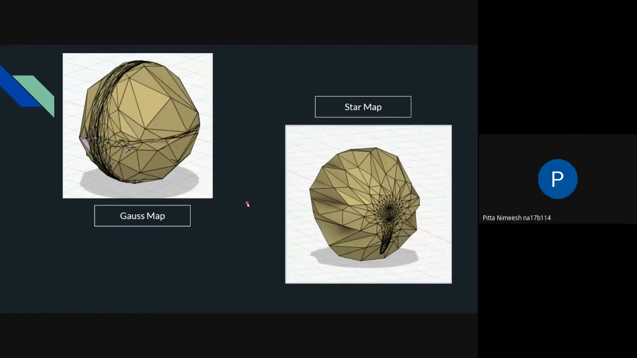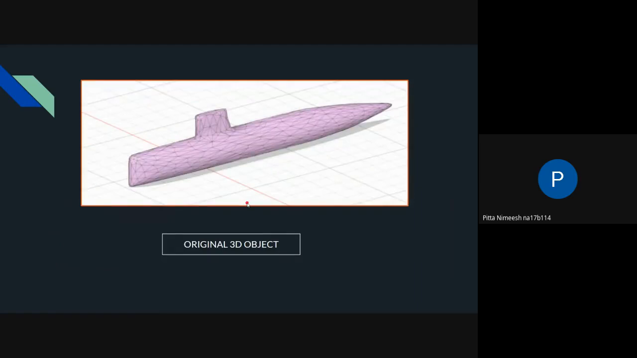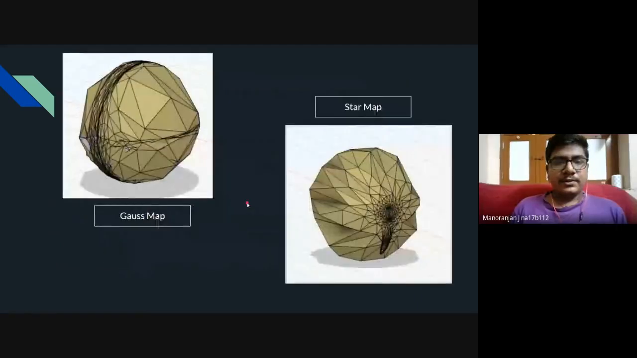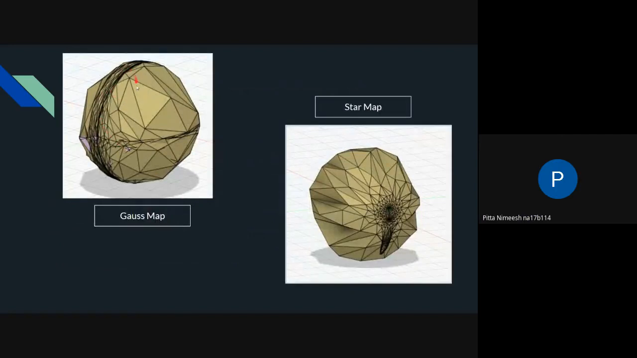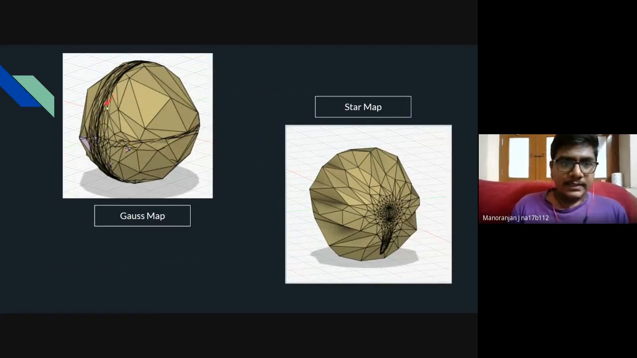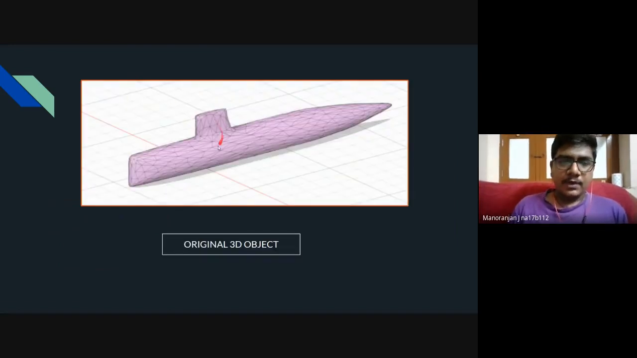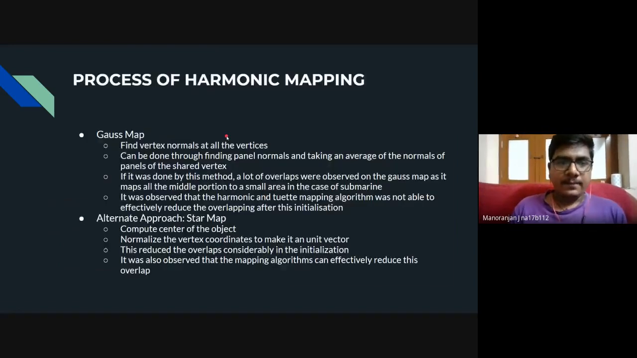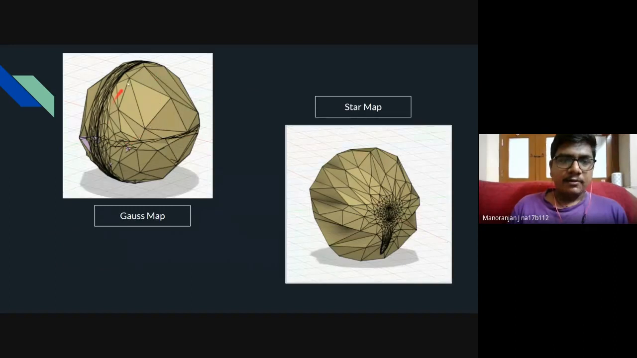Yeah, I didn't understand what you mean by overlap exactly. Yeah, I'll show you in this picture. So this is the picture I was about to show. As you can see, when you compute the typical Gauss map, the whole middle region of the submarine is mapped to this small region in the unit sphere.